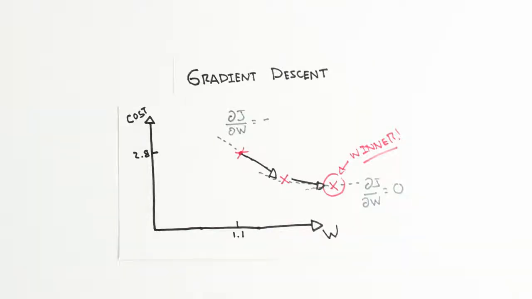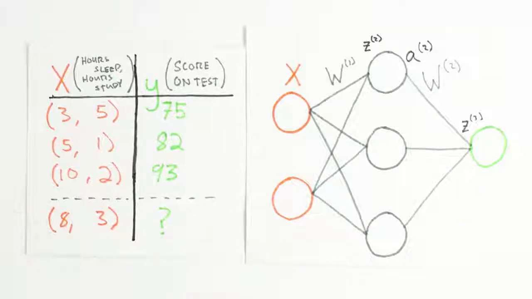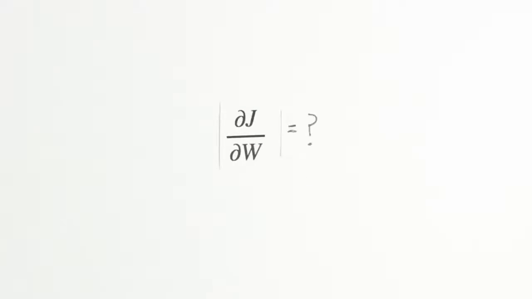Last time, we decided to use gradient descent to train our neural network so it could make better predictions of your score on a test based on how many hours you slept and how many hours you studied the night before. To perform gradient descent, we need an equation and some code for our gradient dJ/dW.